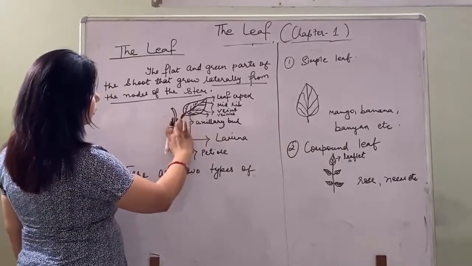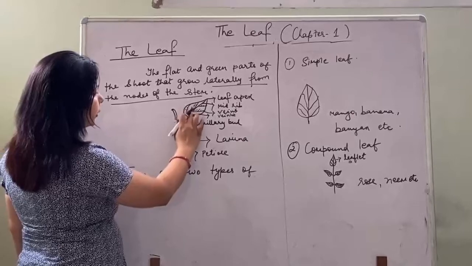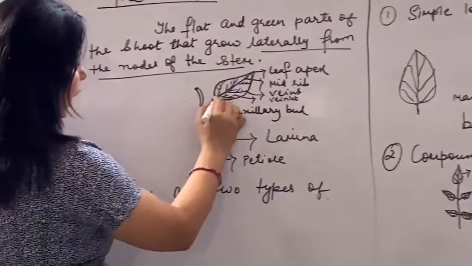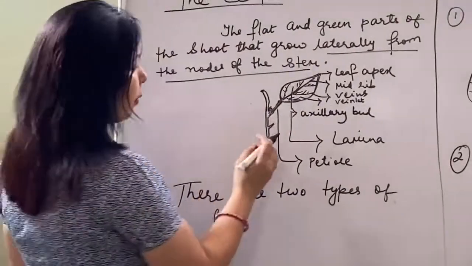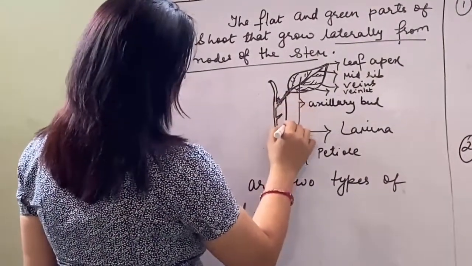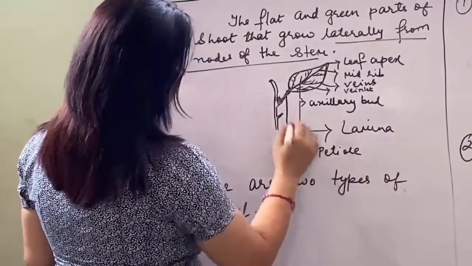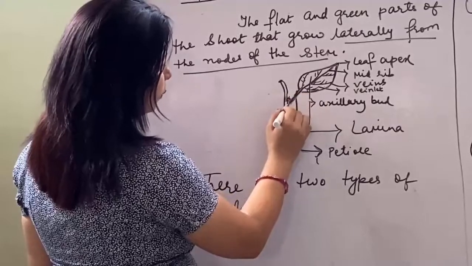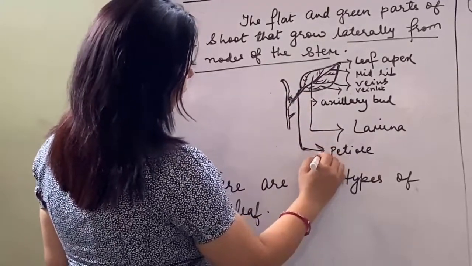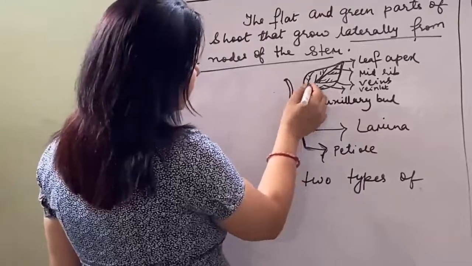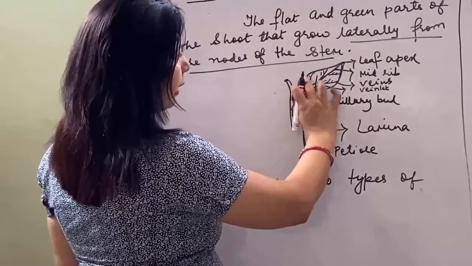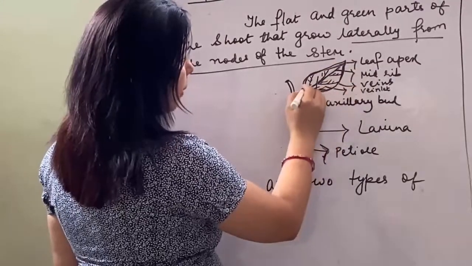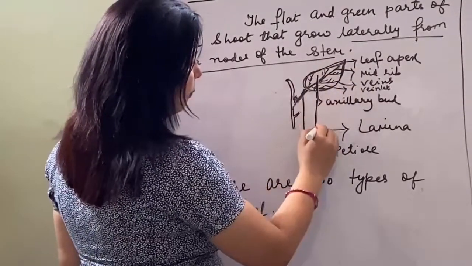The part of the stem through which the leaf originates is like a stalk, and this stalk, the basal part that connects the leaf to the stem, is known as the petiole. Now this petiole enters into the lamina. The lamina is the broad and flat part of the leaf, the entire leaf blade.